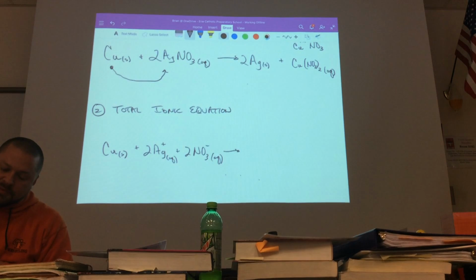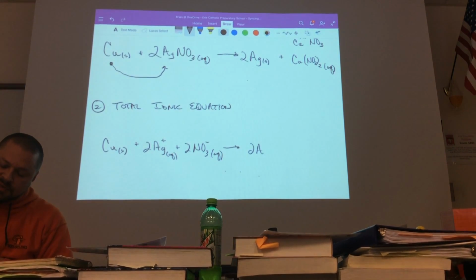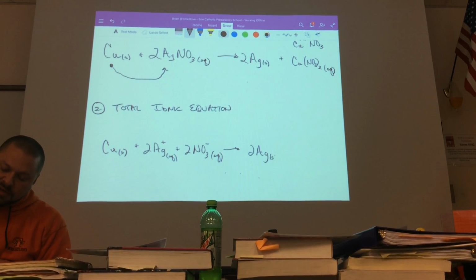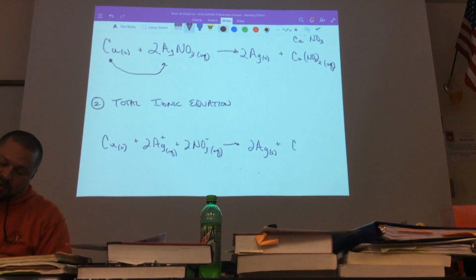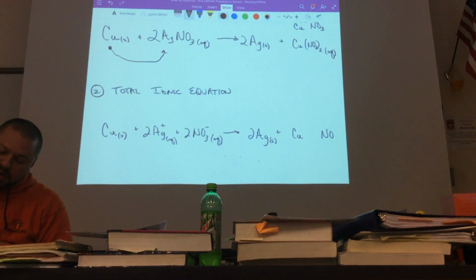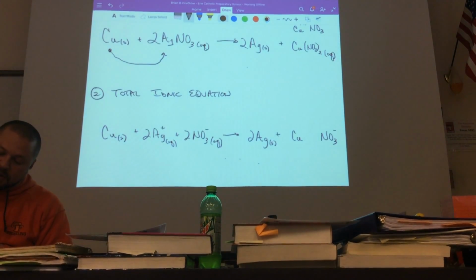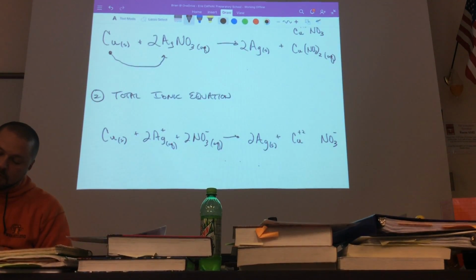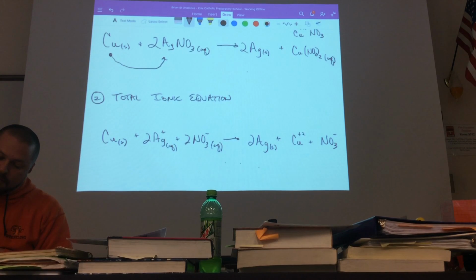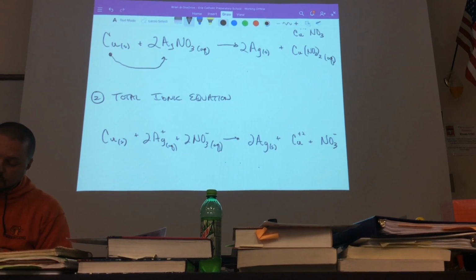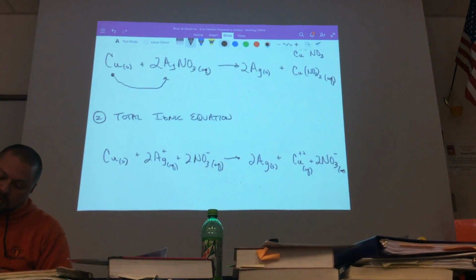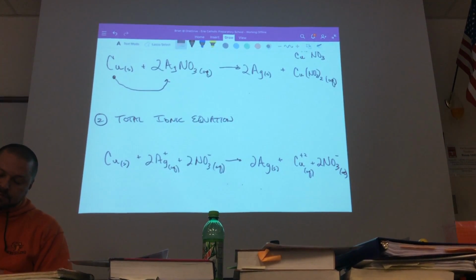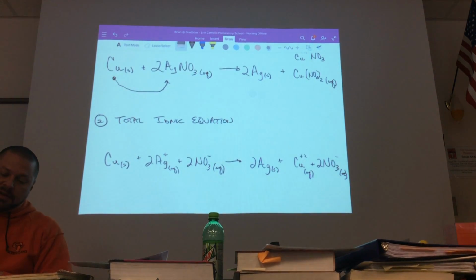And that reacts to form 2 silvers, which are solid, plus 4 things, okay? Copper and nitrate. Charges are +2 and -1 because I already looked them up. I have 1 copper, so I don't use a coefficient. I have 2 nitrates, that's 2. And the states are AQ, AQ. So that's my total ionic.